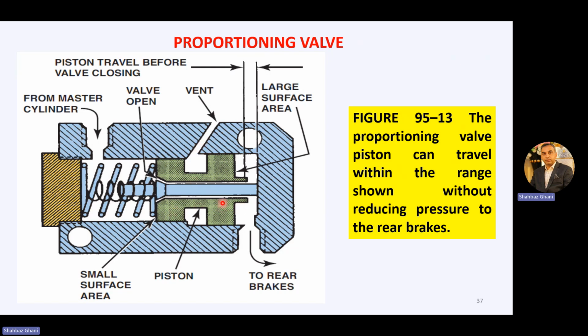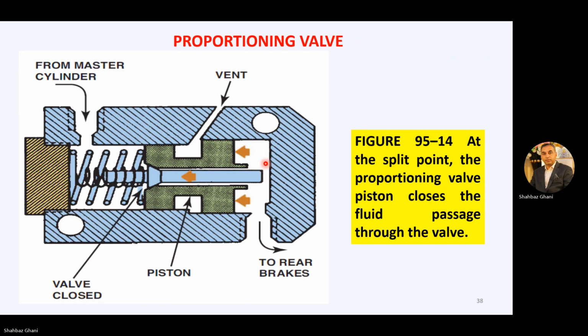The green is your piston, and this is the rod with spring. So we are applying a pressure here. This is the body, and this is the only space available for the piston to travel. Now, when the piston is moving back, it opens the vent at the split point. The proportioning valve piston closes the fluid passage through the valve.